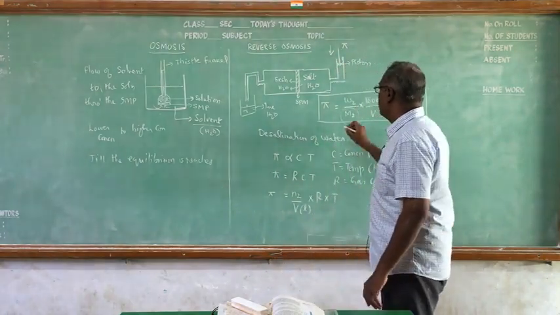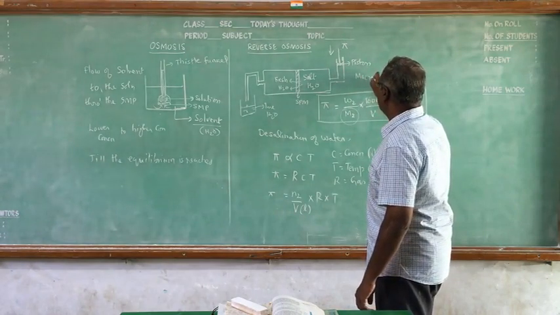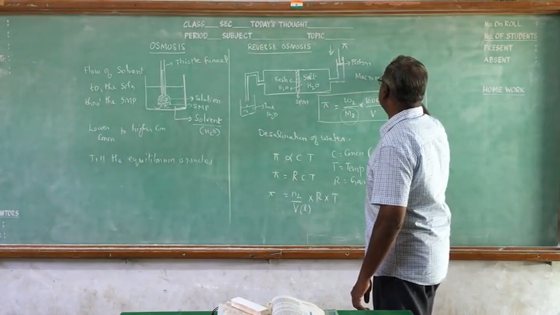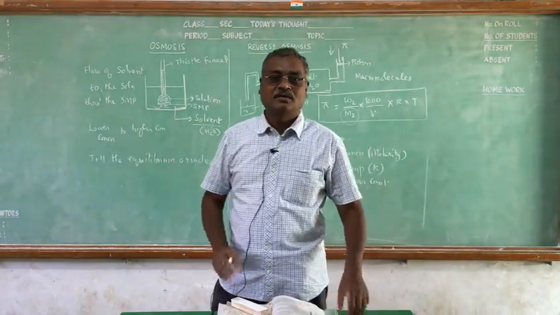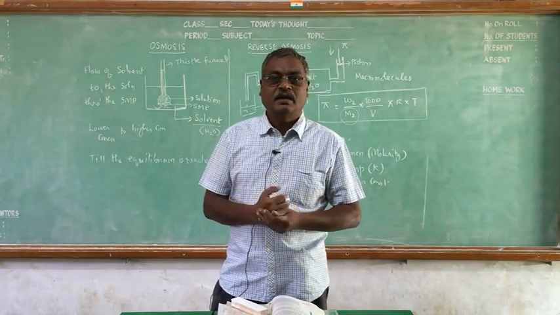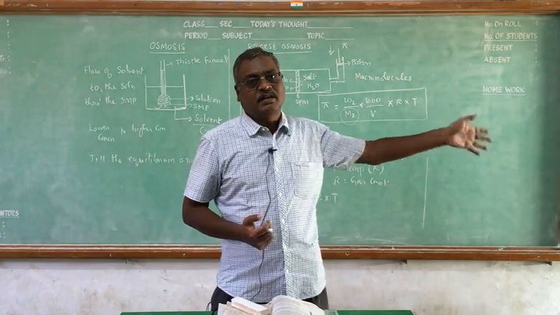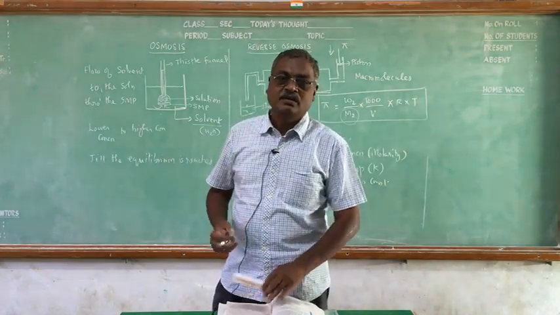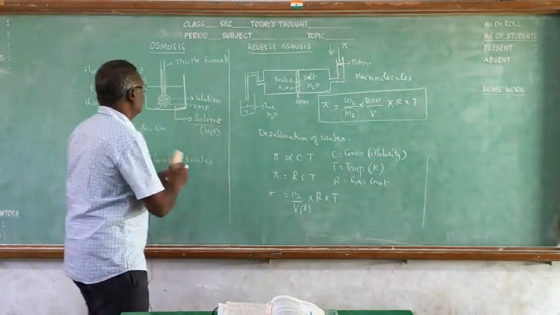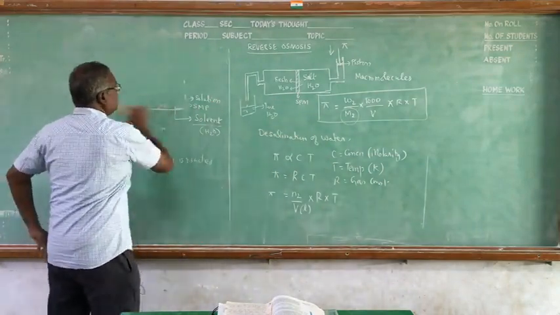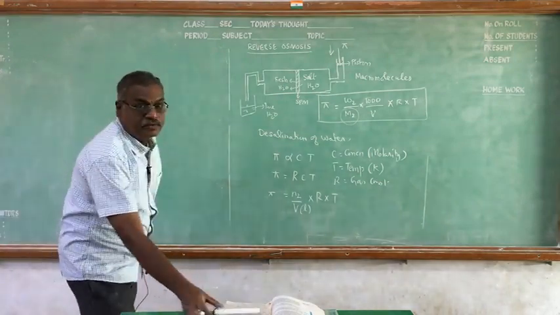So normally this osmotic pressure is used to find out the molecular mass of macromolecules, long molecules like polymers. Suppose we have an unknown polymer. By finding out the osmotic pressure, we are able to find out the molecular mass. This expression is very important. The next one, we are going to study 3 types of solution.